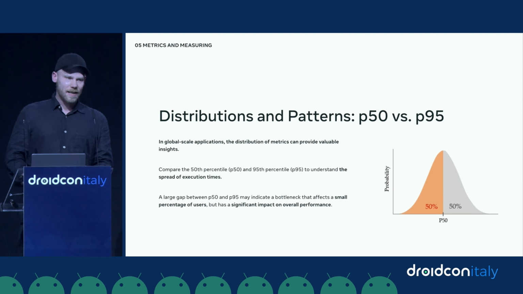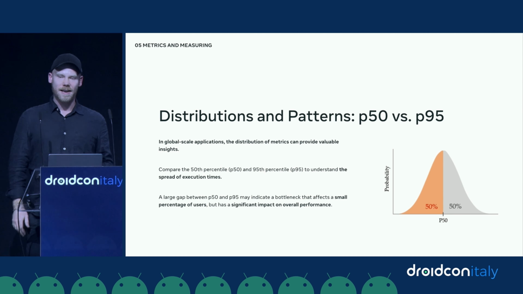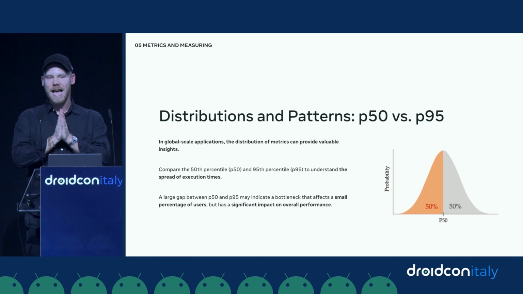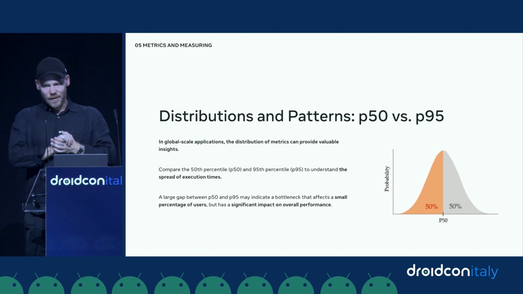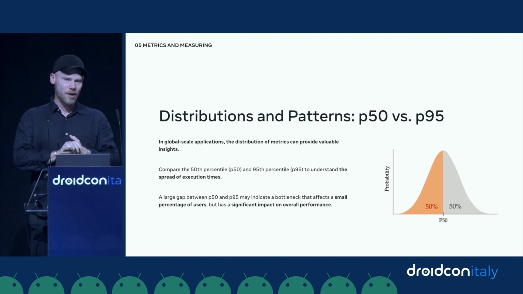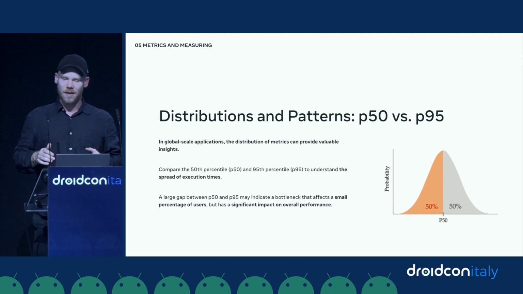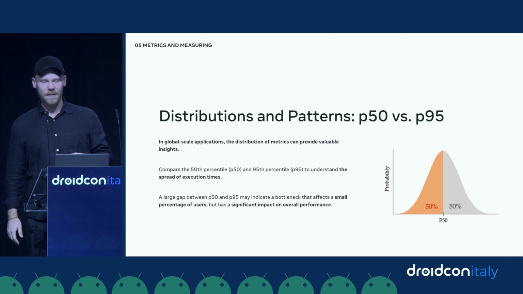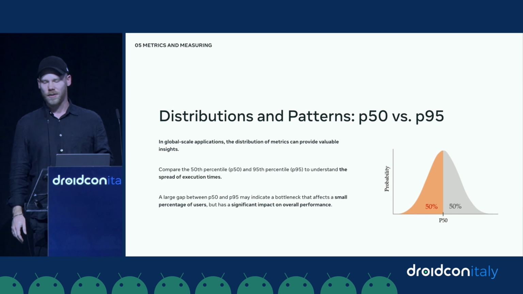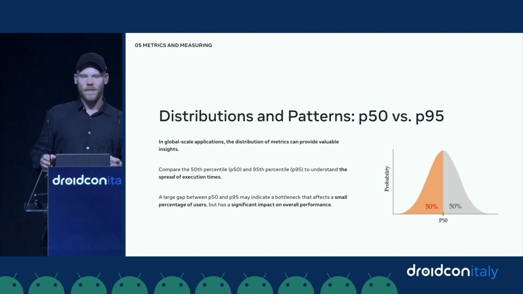So once we have a lot of data, it's time to look at distributions and patterns. So when we look at the average, we would look at P50, right? We would look at the middle. That's like the average, let's say, execution time that our average user has. But while this provides good insights into the overall stability, there's more to it, right? There's also P95, which would be the slowest 5% of our users. If we compare the 50th and the 95th percentile, we can understand the spread of execution time.